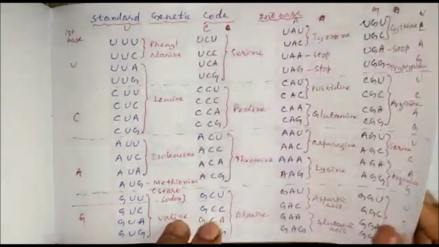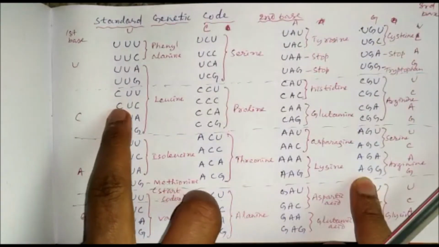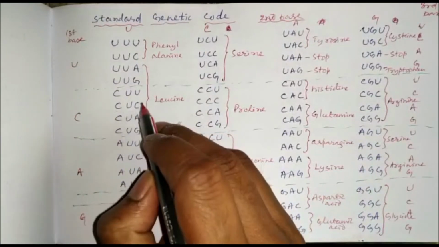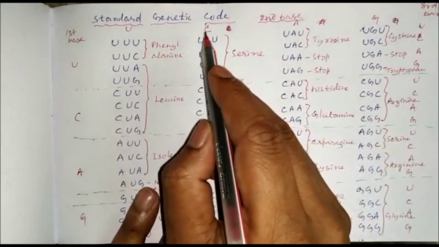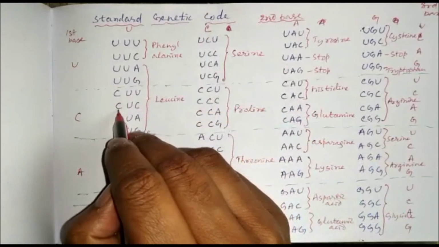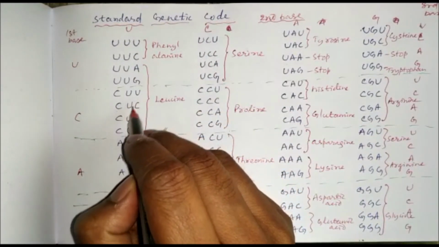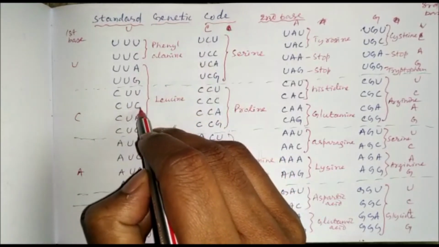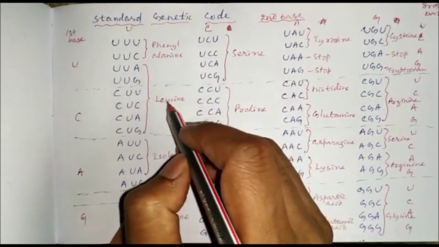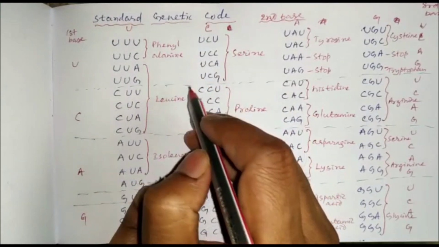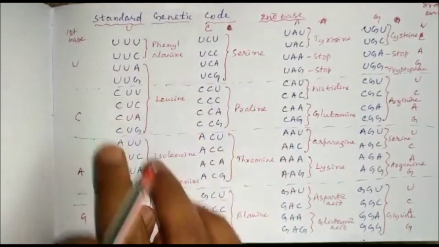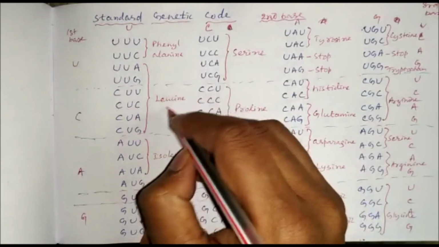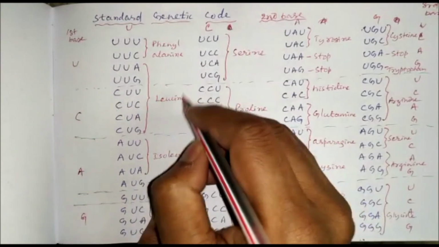Suppose CUC is the codon in the messenger RNA. Then the transfer RNA will have the anticodon: C pairs with G, U with A, C with G. So the anticodon will be G, A, G. The transfer RNA with anticodon GAG will recognize this codon, and which amino acid will be at the other end of the transfer RNA? Leucine will be the amino acid.